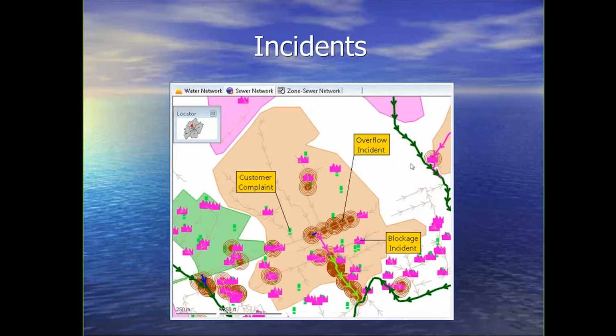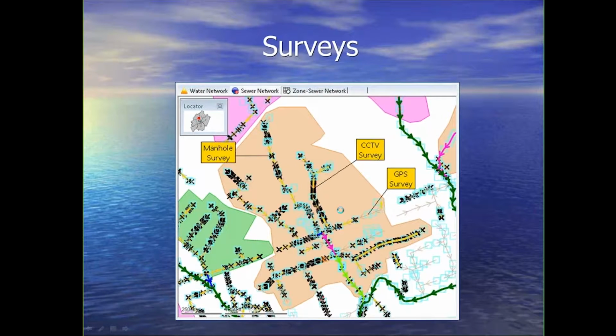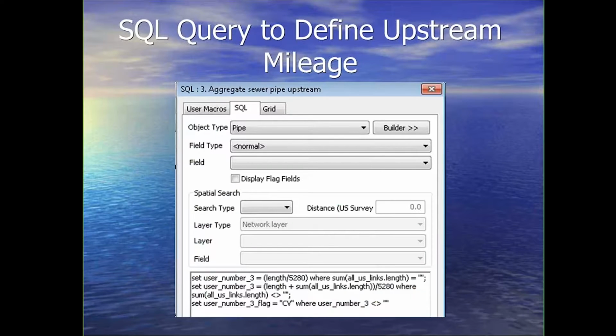So what's in Infonet? We now have customer complaints, overflow incidents, blockage incidents. We have repairs, pipe repairs, manhole repairs, pipe cleans, and CCTV surveys, GPS surveys, and manhole surveys. So we were able to bring in all of the historic data, which was very useful, and then also start pulling in the other data seamlessly from Infonet Mobile.